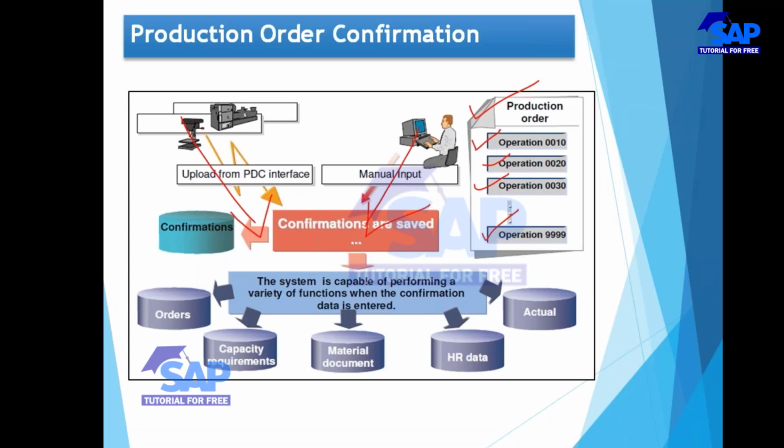That is also possible. Ultimately, when you confirm the production order, the data will get updated in the production order. Your capacity requirements also get affected. It will create a material document. If your PP module is integrated with the HR module, then the data in the HR module also gets updated, and all your actual costs, actual data, everything will get updated in the production order. These are the effects that will take place. Anyhow, we'll see these details when we see the confirmation.